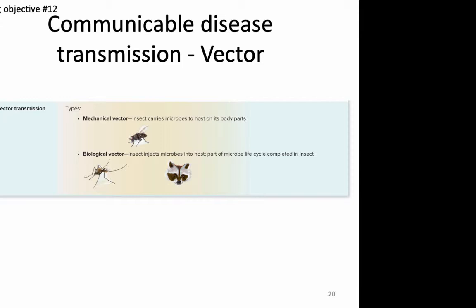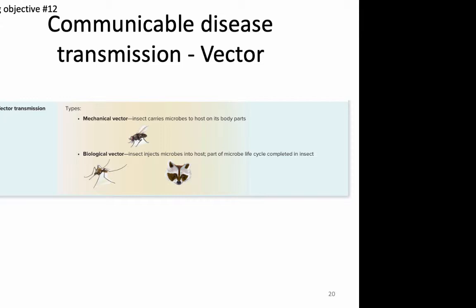Vector transmission involves an arthropod or animal that mediates the carrying of the microbe from one human host to another. A mechanical vector is when the microbe adheres to the outer parts of the vector's body, like the legs of a housefly. A biological vector is when the microorganism lives part of its life cycle within the body of the vector. So examples here are malaria, which gets into the mosquito, develops in the mosquito, and then when the mosquito bites a second host, that host gets malaria.